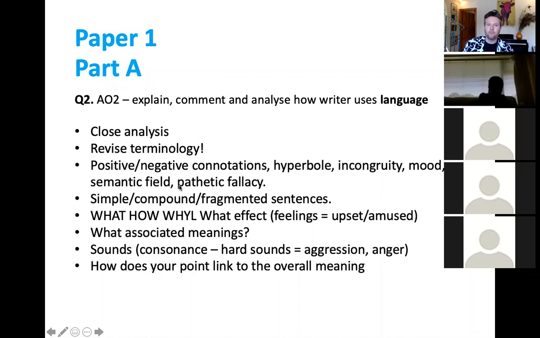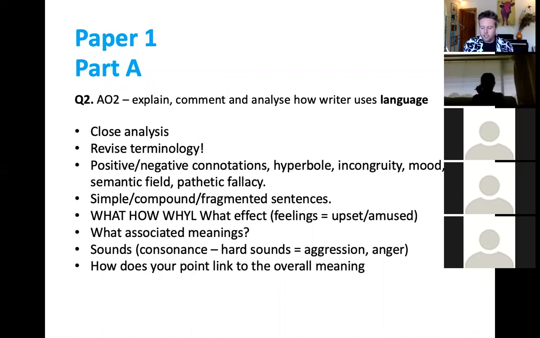Question 2, that's AO2 objectives. That's explaining, commenting, and analyzing on language. So this is your close analysis, your critical analysis. And so you really need to revise your terminology. And on the website, I'll be posting up a full glossary of terms for writers' methods, and make sure you know all of those inside out.